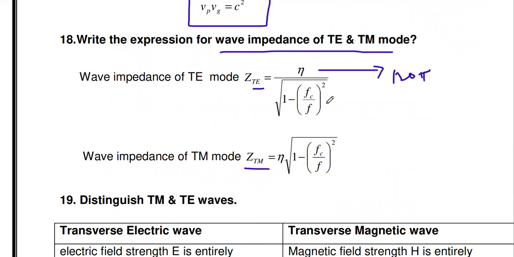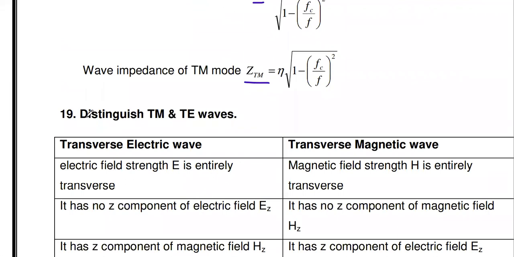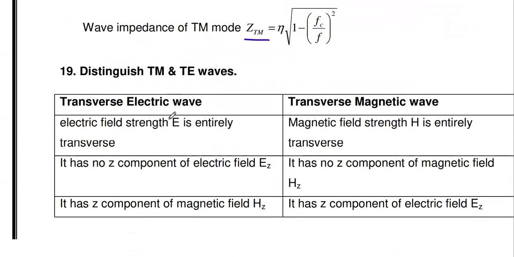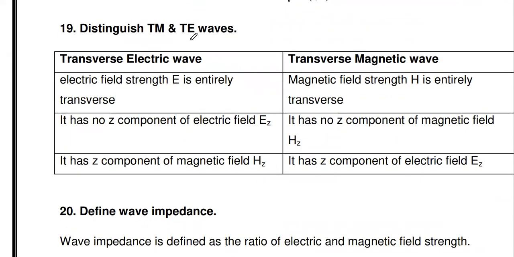Okay, this eta value. And the next question, distinguish TM and TE wave. Okay, so already we defined TM wave, TE wave as a separate question. Similarly, you just compare. So for TE wave, the electric field strength is entirely transverse. That is, what is the meaning? The EZ component is 0.